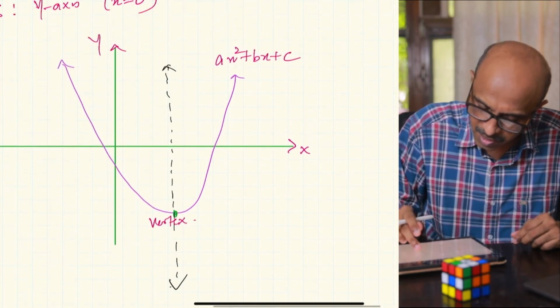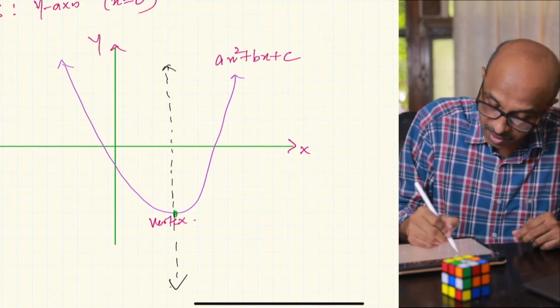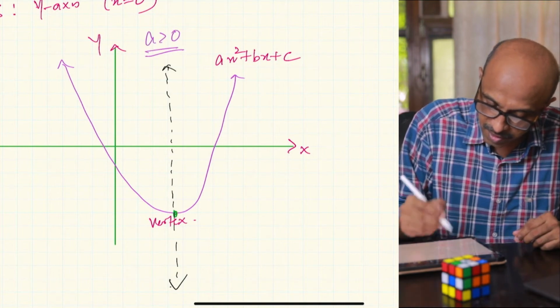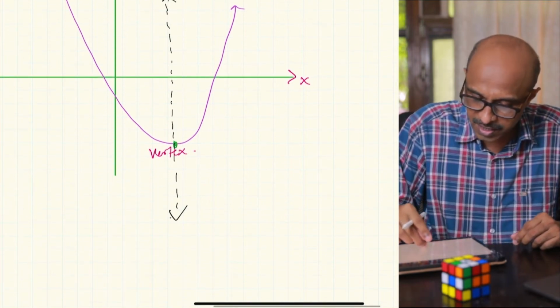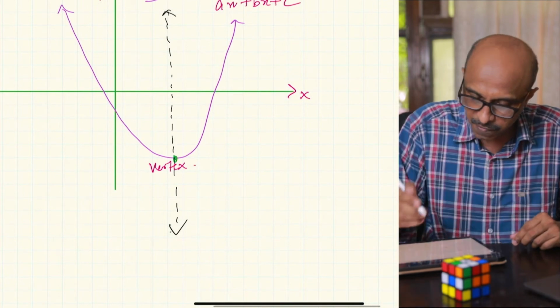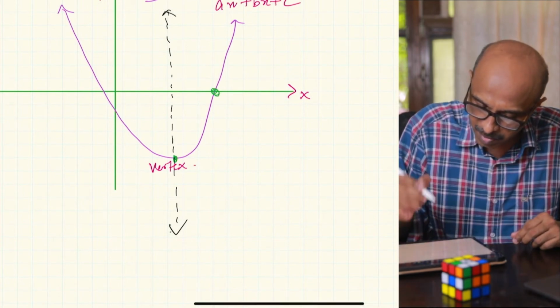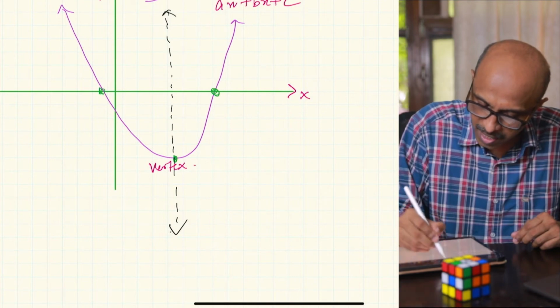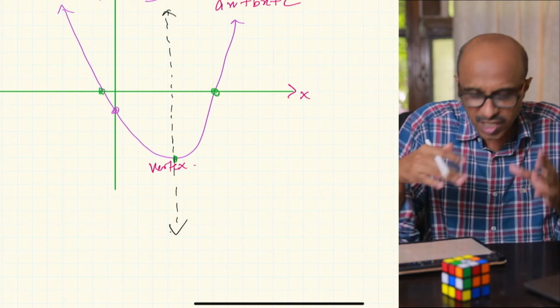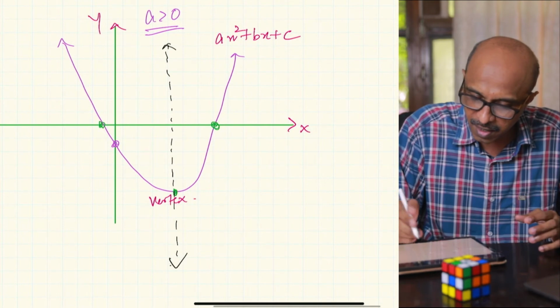And here, remember that we are assuming that a is positive, and therefore we have a U-shaped parabola. That's the line of symmetry going through the vertex. And what else can I mark? I can mark this point as my x-intercept. My y-intercept is here. This is just something general I've made up.